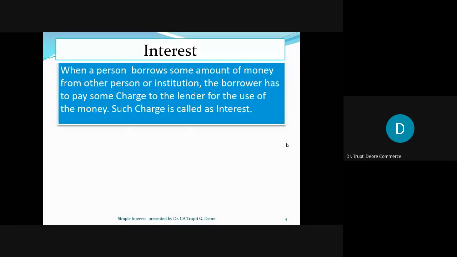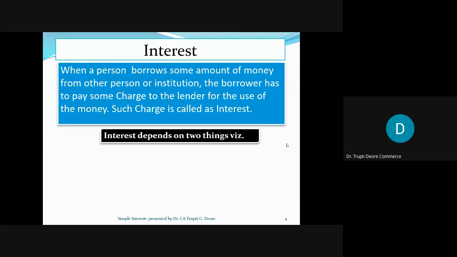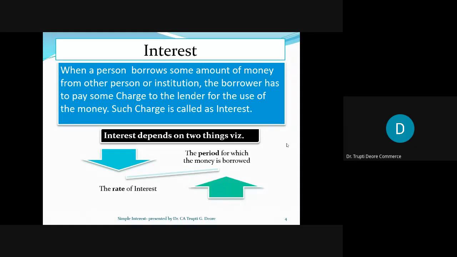Thereafter, we have seen the definition of interest. Interest means the benefit which is given to the lender for using the money, or charge which is paid to the lender by the person who is using the money. It is called the interest. Then interest depends on two things. That is, first one is the period for which the money is borrowed, it means the term n, and the second one is rate of interest, for how much percentage the interest is to be calculated. So interest mostly depends on these two things: period and rate of interest.